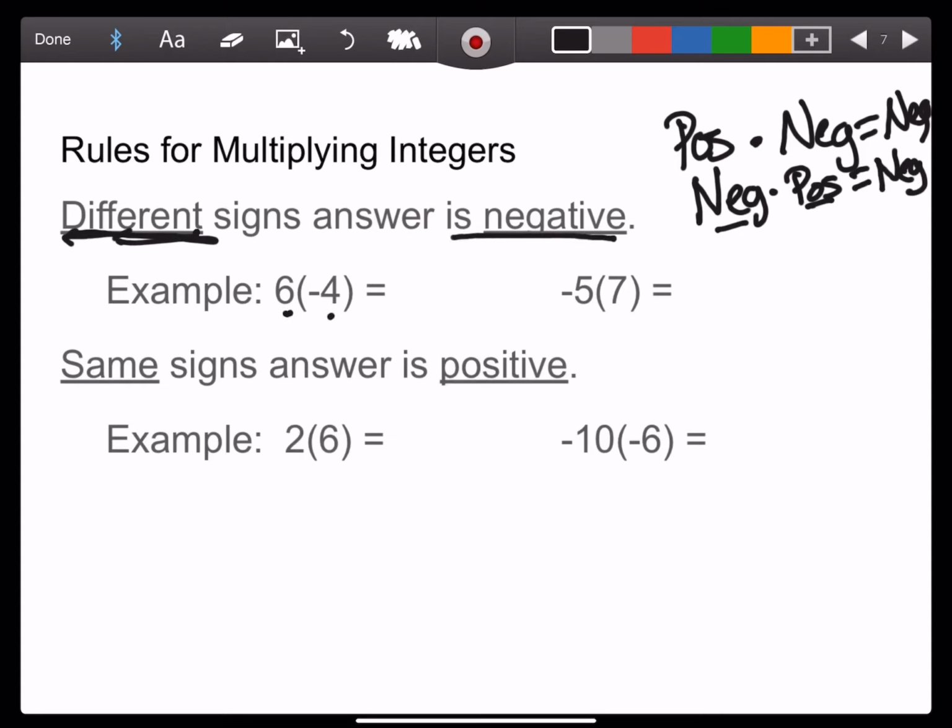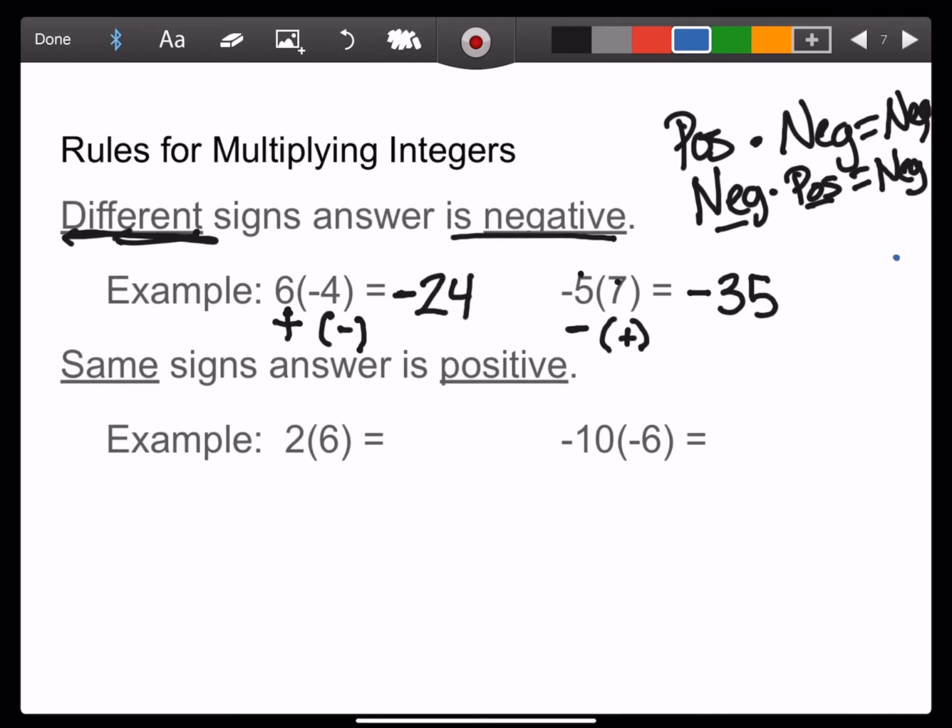So what is 6 times 4? It's 24. Since it's a positive times a negative, my answer is going to be -24. Here I have a negative times a positive, so that means my answer is going to be negative. So 5 times 7 is 35, so -5 times 7 is -35.